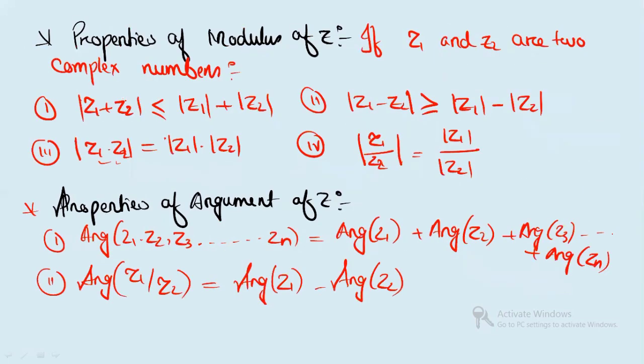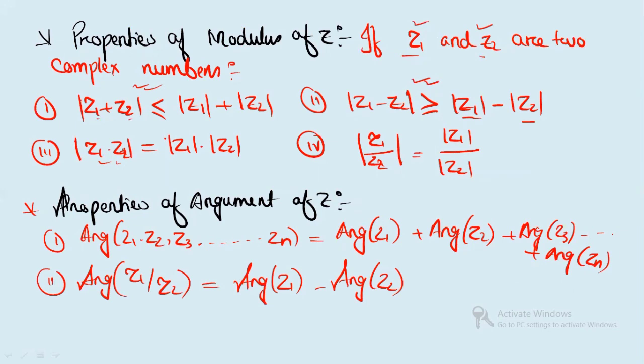After this, we will see the properties of modulus of z. So for this, we are considering two complex numbers. The first is z1, the second is z2. So here you will see the modulus of what? Modulus of z1 plus z2 will be less than or equal to the modulus of z1 plus the modulus of z2. And for the difference, modulus of z1 minus z2 will be greater than or equal to modulus of z1 minus modulus of z2. So for difference, it is greater than. For sum, it is less than. And for product, it is equal.